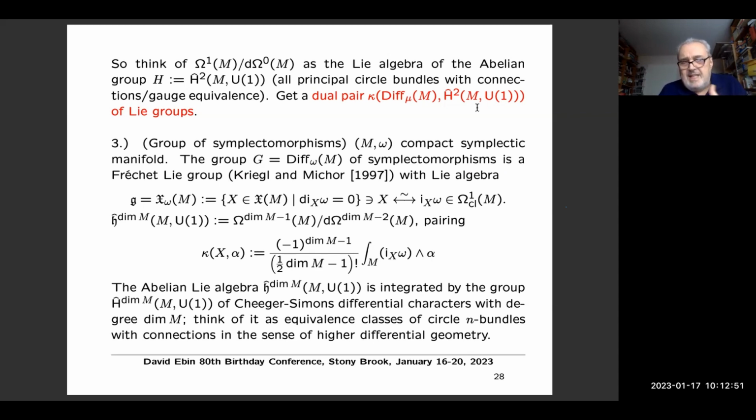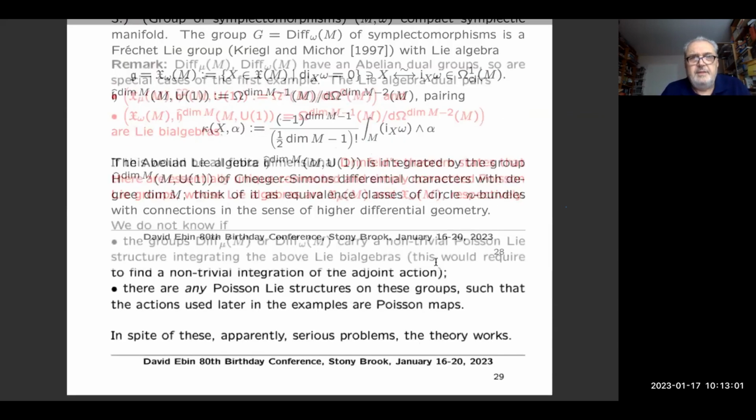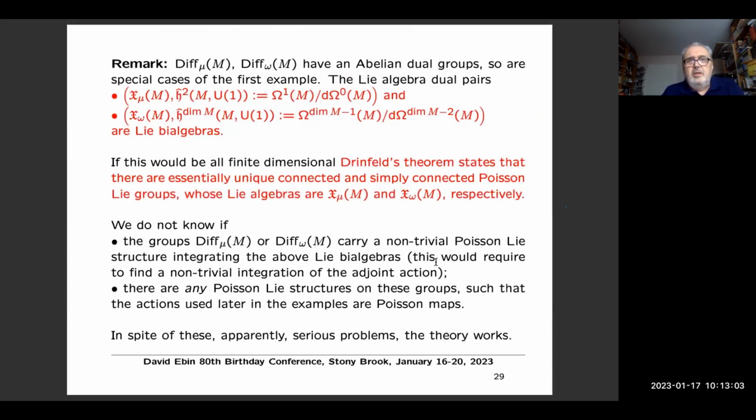It's the same type of construction, but now you're going to ask what curvature means, and this is higher differential geometry. I don't want to go into this, but it works. So both Diff_μ(M) and Diff_ω(M) have abelian dual groups, and here they are, and they're usually denoted like this because they're Lie algebras with fraktur letters. This is what we saw, and for symplectomorphisms is this one.